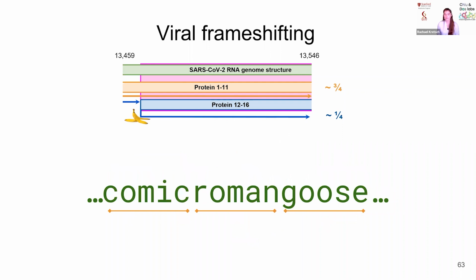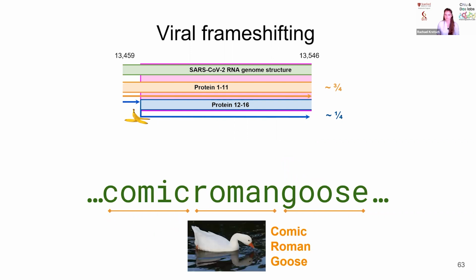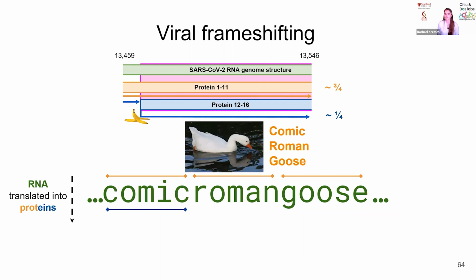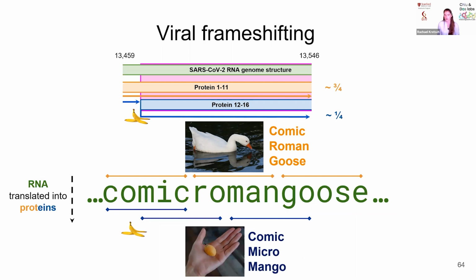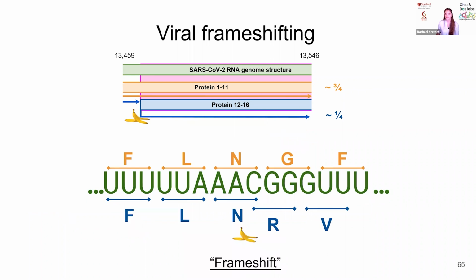As an analogy, let's look at some English words. So we have a list of letters here, and I read out the words comic Roman goose. All right, what happens if I put a slip in there? So I'm starting to read normally comic, then I put a slip, so I move back and I read micro mango, comic micro mango, right? Very different meanings, very different words from the same list of letters because I slipped. And we call this a frame shift because we're shifting the frame that we're reading or translating in.